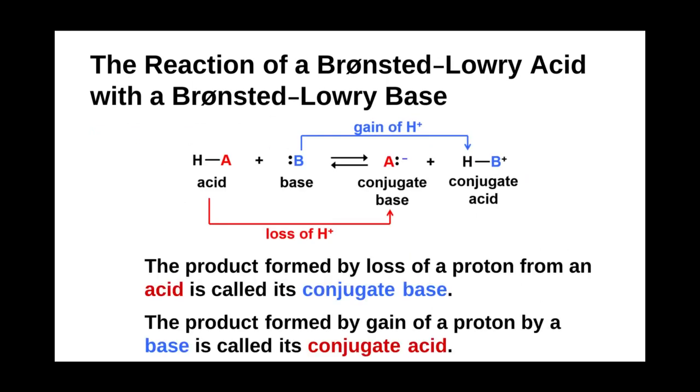Now, when we look at this, the product formed by the loss of a proton from an acid is what we call its conjugate base, and the product formed by the gain of a proton by a base is called its conjugate acid. Now, you'll notice that the arrows go both ways here, which means this reaction is reversible. And that's kind of how it works.